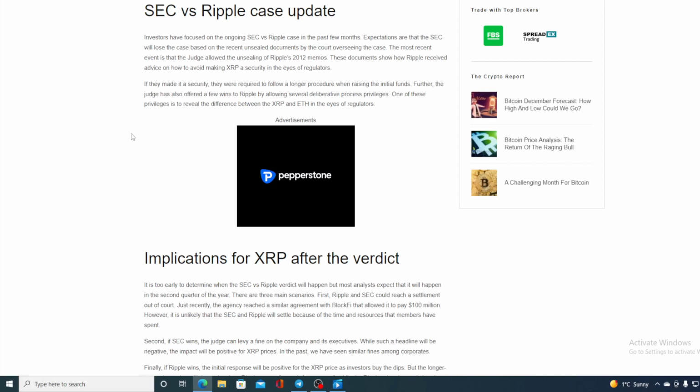Further, the judge has also offered a few wins to Ripple by allowing several deliberative process privileges. One of these privileges is to reveal the difference between XRP and Ethereum in the eyes of the regulators. Because guys, let me remind you, Ethereum is not being considered as a security by SEC. And as I said, things seem to be going Ripple's way, and they seem to be winning the battle, and they actually got reinforced.